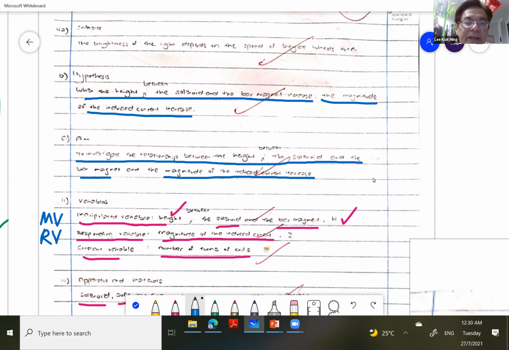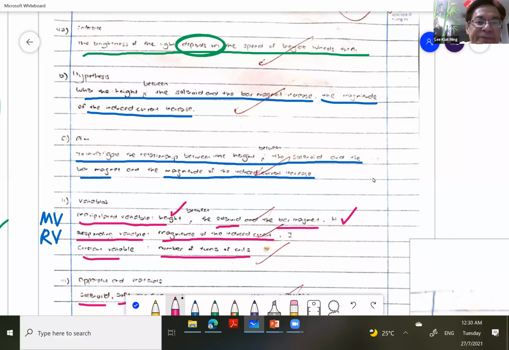Then look at the inference. The brightness of the light depends on the speed of the bicycle wheels that turn. Clear? Or you don't use the word depends on, you will use the word affect. I prefer you to use the word affect.